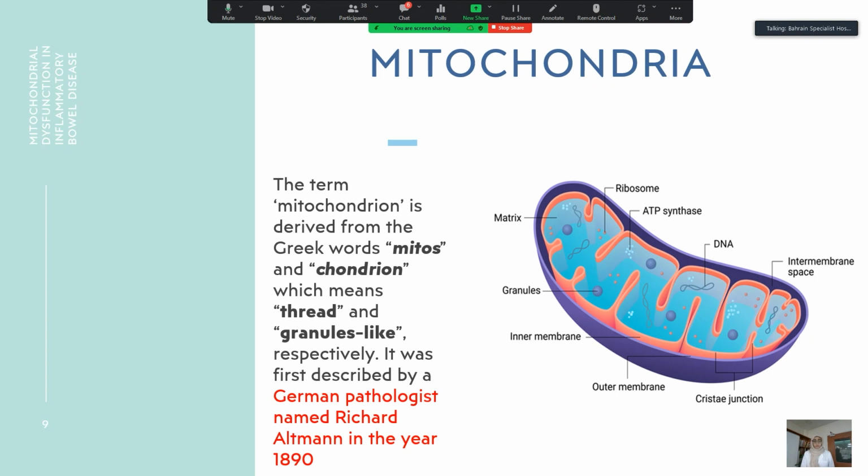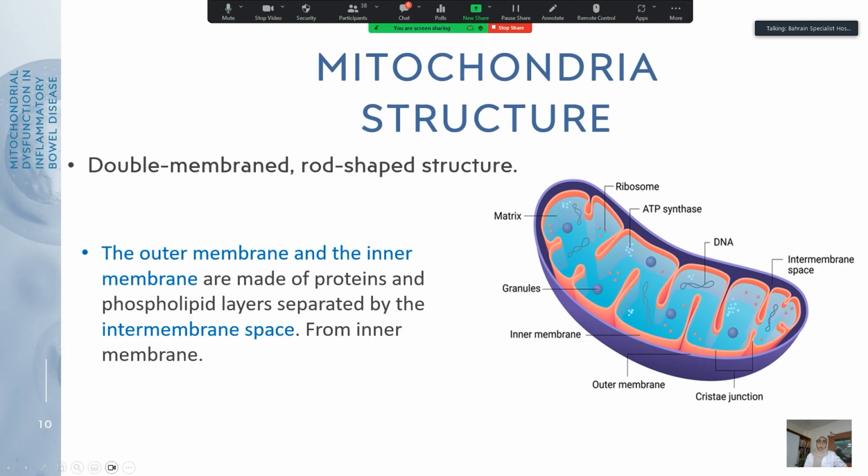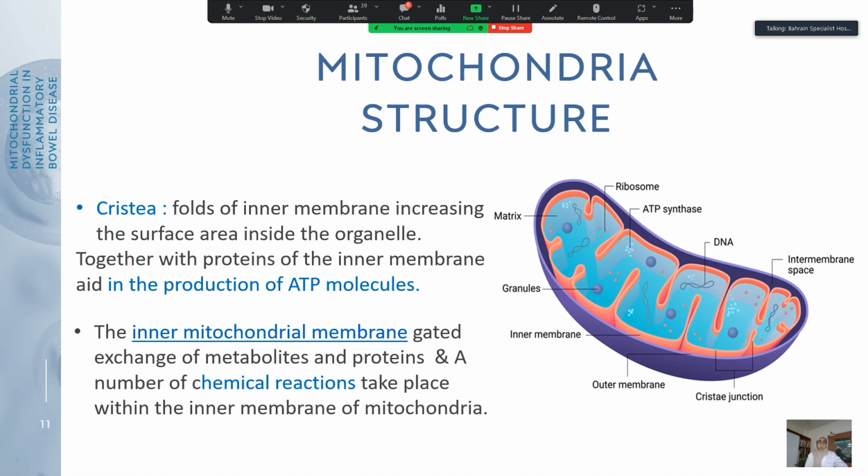The mitochondria was first discovered by the pathologist Dr. Richard Altmann in 1890, and the name comes from threads and granules. It's a Greek name, mitos meaning threads and chondrion meaning granule-like. It has a double-layer rod shape, and we can see an outer membrane and an inner membrane, the inner membrane with folds, the cristae, and the intermembrane space. The outer and inner membranes mainly contain phospholipids and proteins.